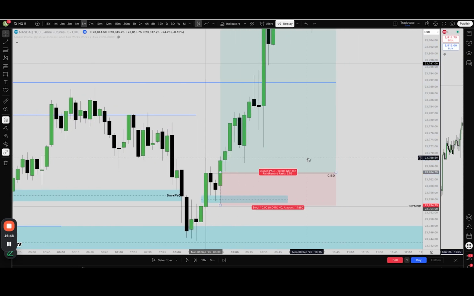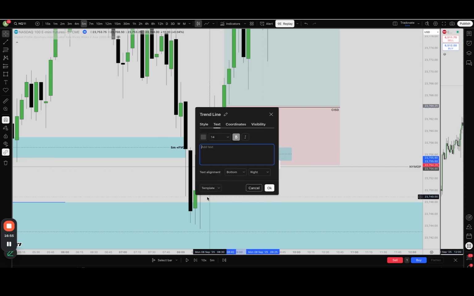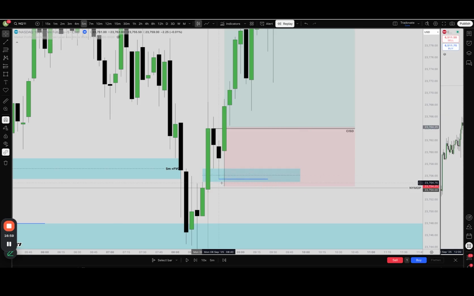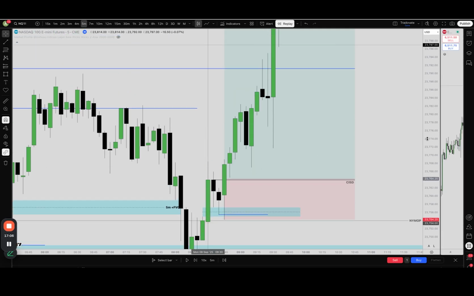Now, why does my stop loss go beneath this low? My stop loss goes beneath this low because we swept liquidity right here. This low now becomes a protected low. This is a protected low. I don't want to see price come back down here, especially because this is the wick that rejected off of this order block. I want to see continued higher prices.